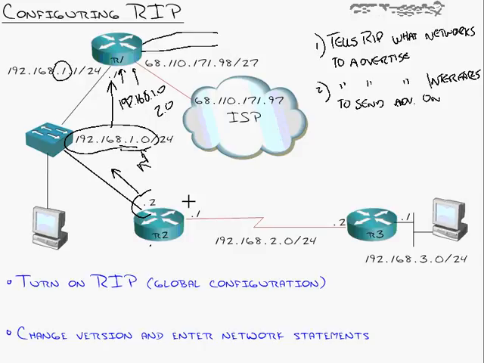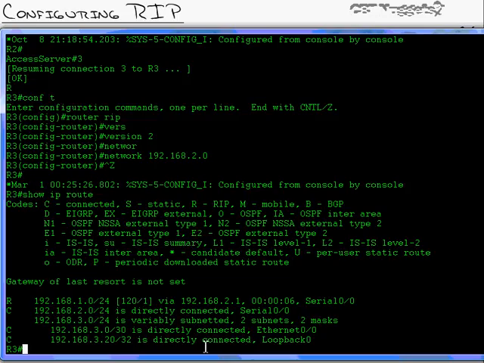There we go. We've got router 3 now knowing about 192.168.1.0 because router 2 advertised it via 192.168.2.1.